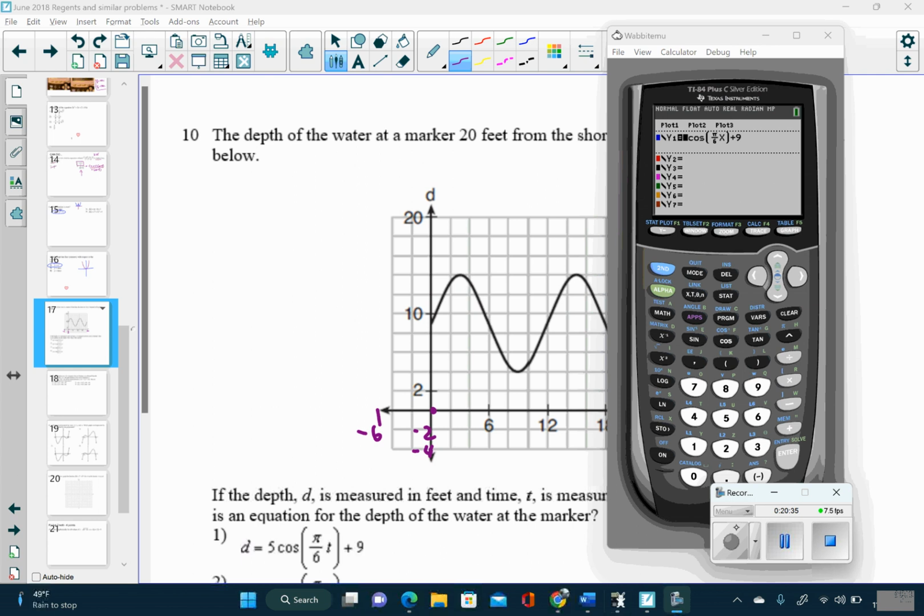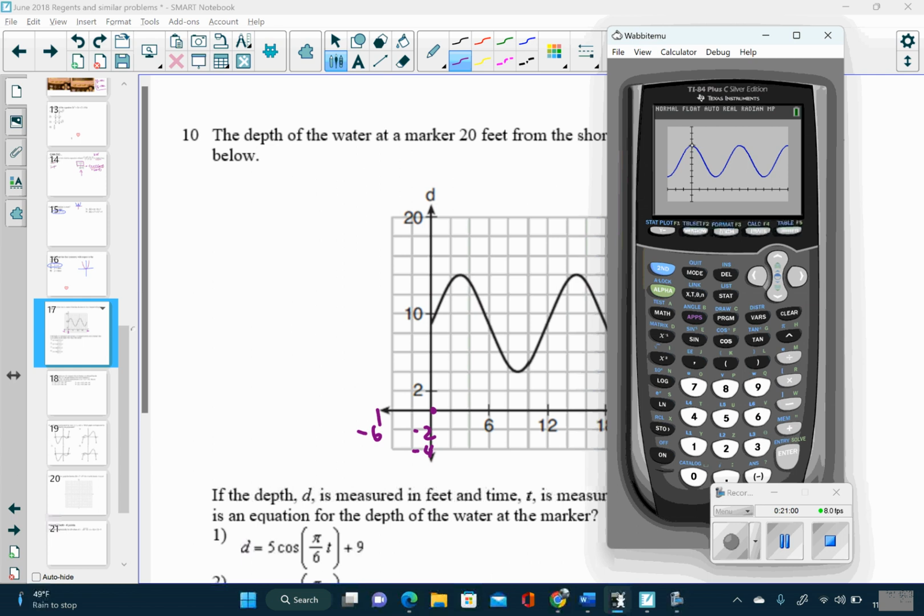All right, we're back. So I plugged in the first one, 5 cos. Cos is right here. I did my alpha y equals to get my fraction. Pi is over here above this little mountain symbol. So second mountain gives you that pi. X, close the parentheses, plus 9. And now I want to see if it matches this graph. So I'm going to go ahead and hit graph.